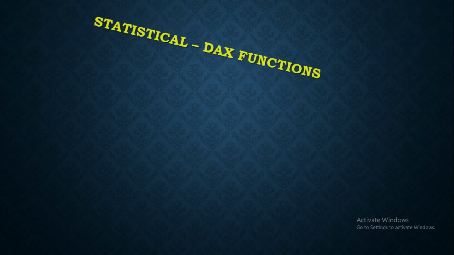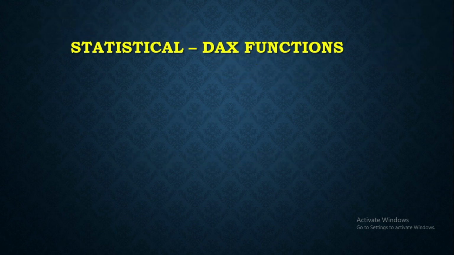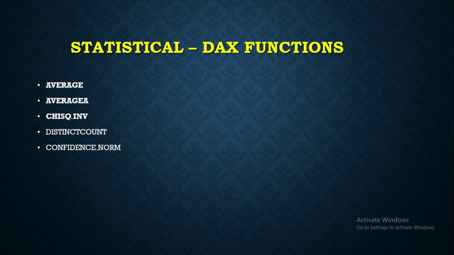So we are currently dealing with the statistical DAX functions, in which we have already completed average, average A, chi-square dot inverse, distinct count, confidence dot norm. So all these 5 DAX functions we have completed, and we have almost 20 more DAX functions in statistical DAX functions, but we have taken these 5 and one more which is very important, which we felt we should take for the discussion of the last statistical function of this video, which is cross join.